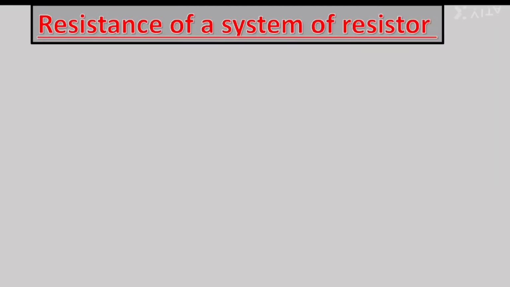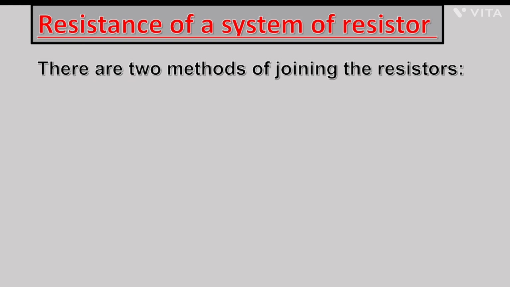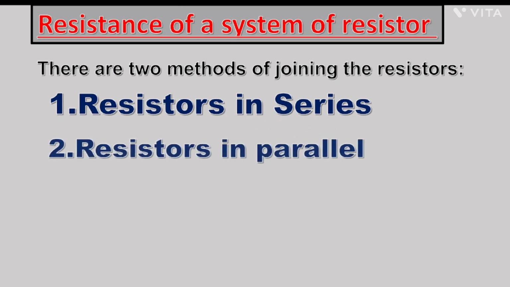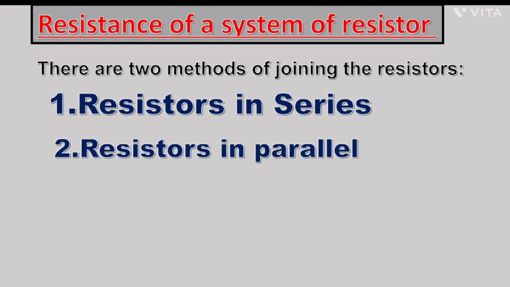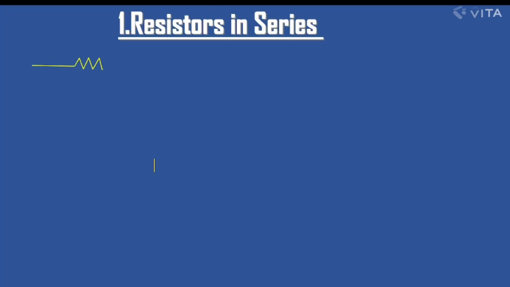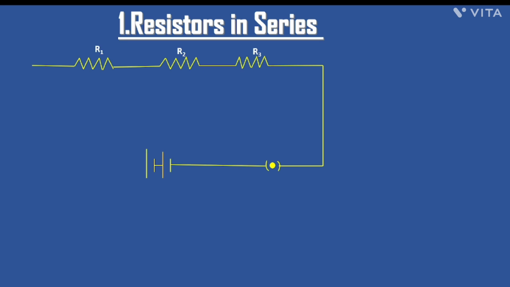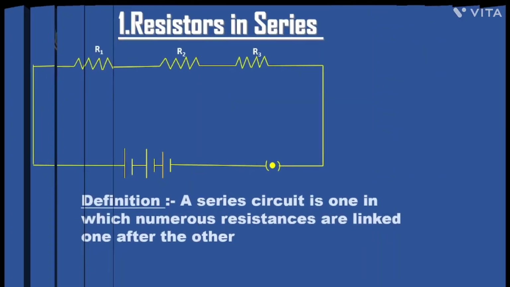Now we will talk about the resistance of a system of resistors. There are two methods of joining resistors. We have resistors which can be joined in series, and another is resistors which can be joined in parallel. First of all, we will look at resistors in series. You can see how the resistors can be connected in series. We have three resistors, that is R1, R2 and R3. They are connected in series by using a battery, an ammeter and a key.